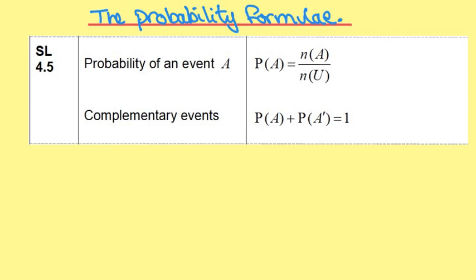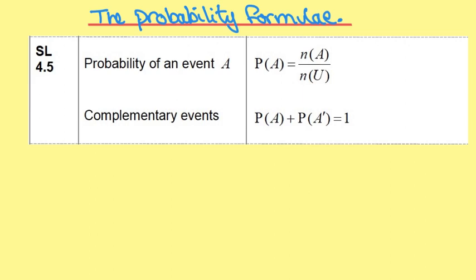In this video, we're going to take a closer look at the probability formulas that you get in the formula booklet. There are actually 6 formulas that you are given in the formula booklet. The first one is the probability of an event A. So the probability of A is equal to the number in A over the number in the universal set.